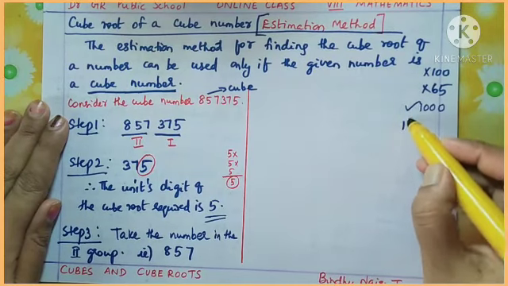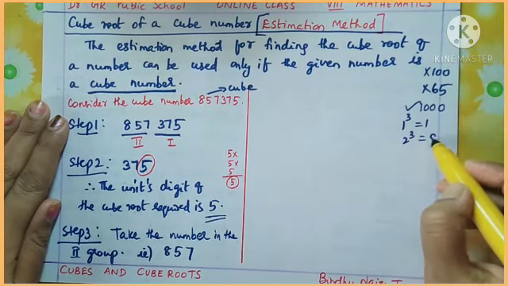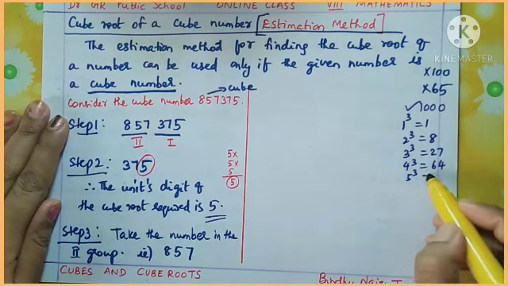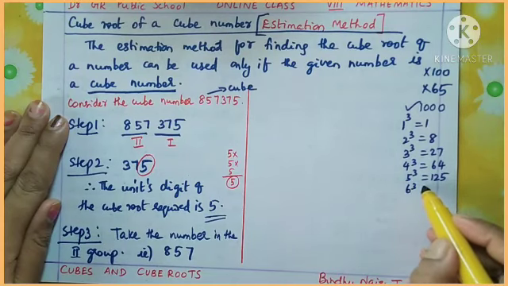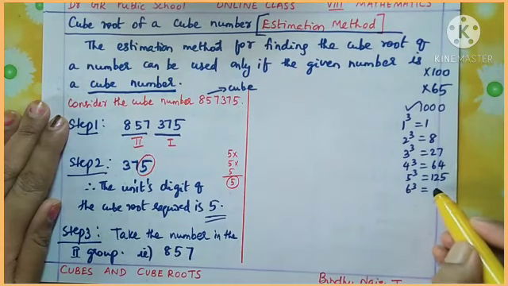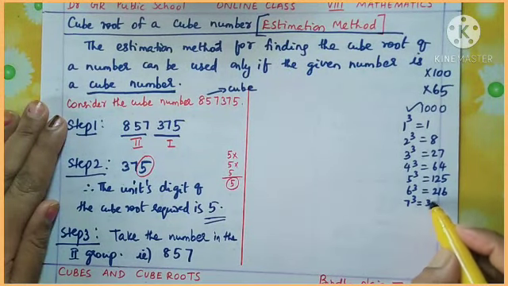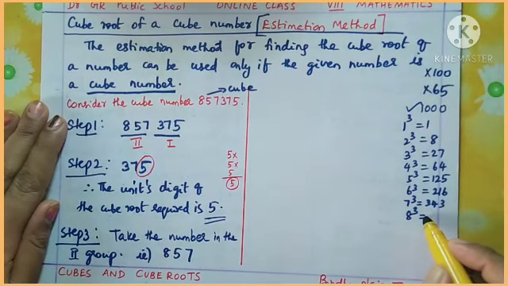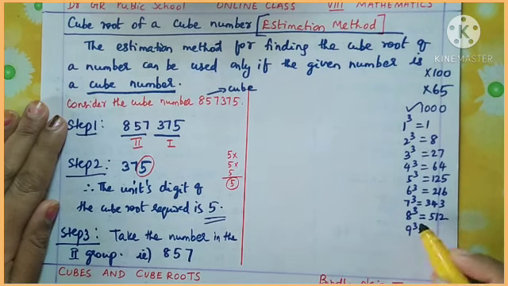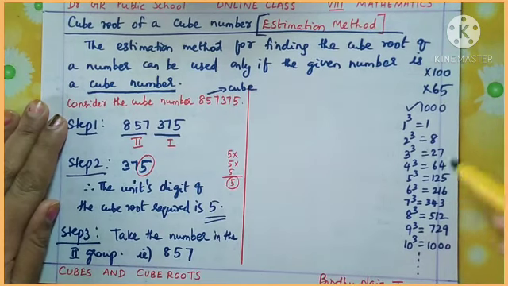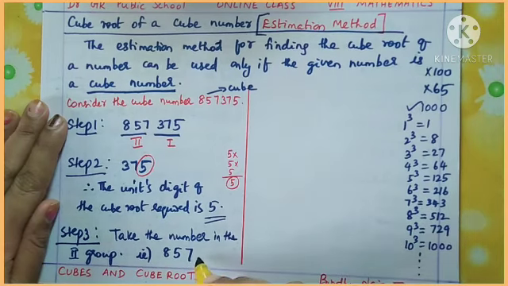So already you know that 1 cube is 1, 2 cube 8, 3 cube is 27, 4 cube 64, 5 cube is 125, 6 cube is 6 into 6 into 6, that is 216, 7 cube is equal to 343, 8 cube is equal to 512, 9 cube is equal to 9 into 9 into 9, that is 729, 10 cube is equal to 1000, etc.